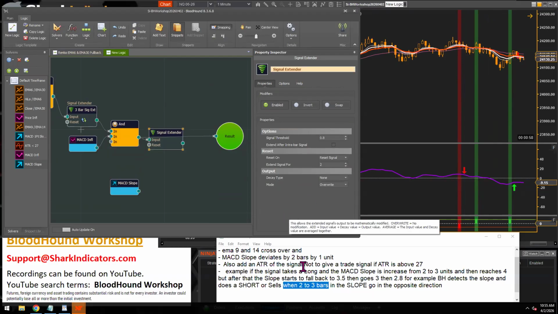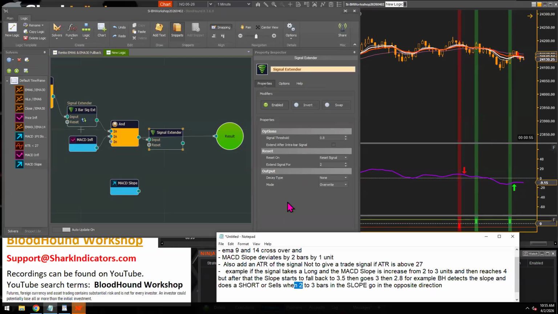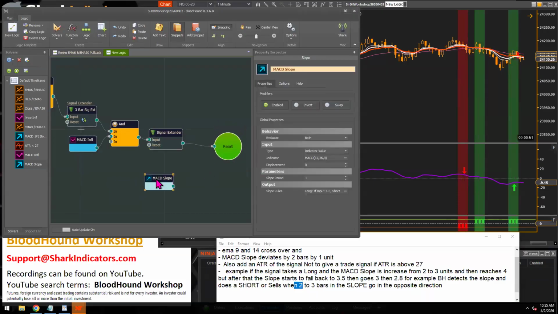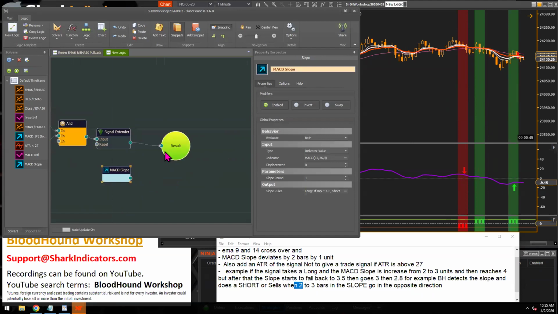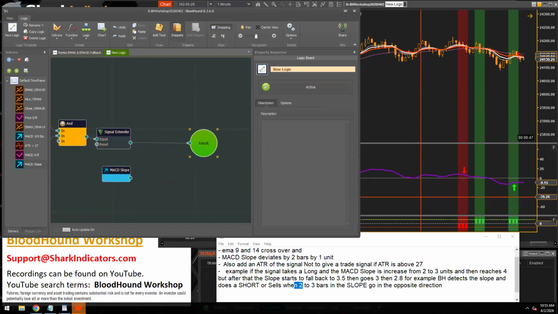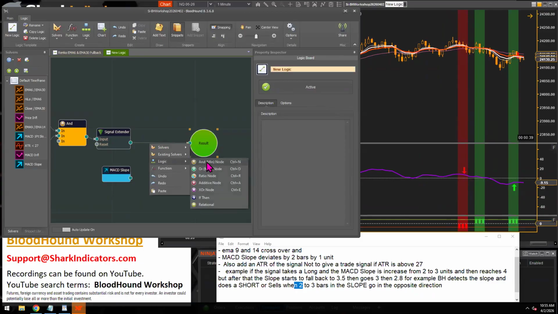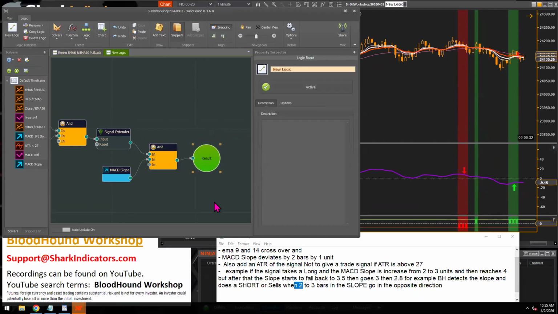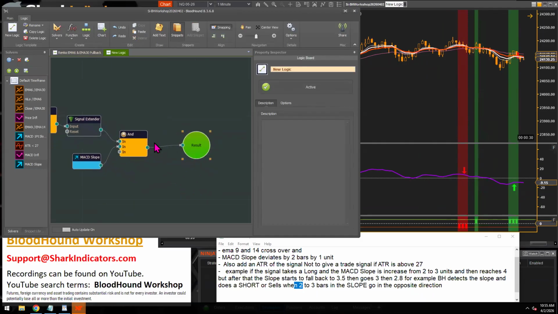All right, I'm just going to go with 2 bars here. And also, our MACD filter applies to the extension of the MACD rolling over. So let's add an AND node and connect in our MACD filter like so. There we have it.